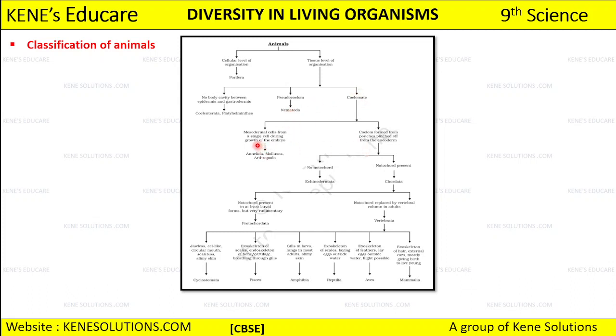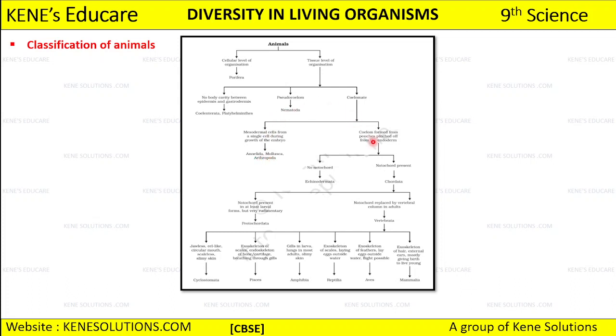Firstly, there are mesodermal cells formed from a single cell during the growth of the embryo. What do we get? We get a mesodermal cell. Now from where do we get this mesodermal cell? From a single cell which is obtained during the growth of the embryo. And here we have different phyla like Annelida, Mollusca, and Arthropoda.